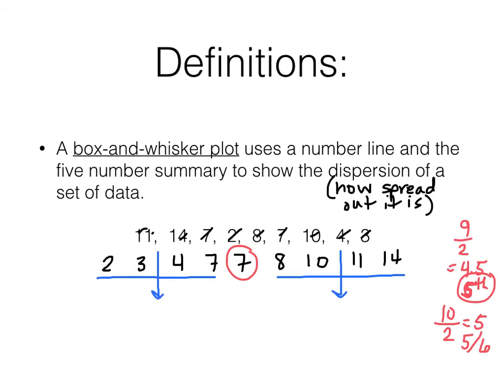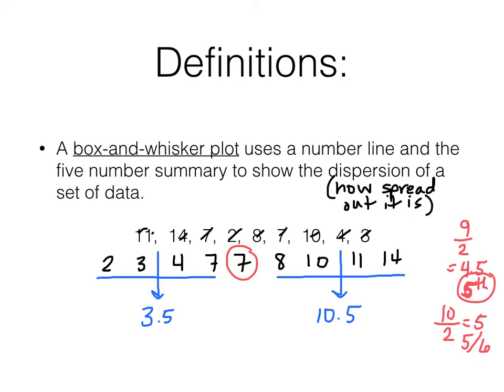So halfway between each of those, well, you have halfway between 3 and 4, and halfway between 3 and 4 is 3.5. And over here you have halfway between 10 and 11. Between 10 and 11 is 10.5.